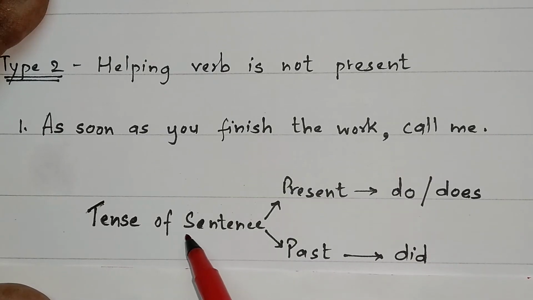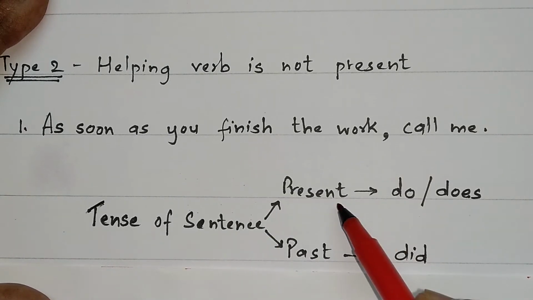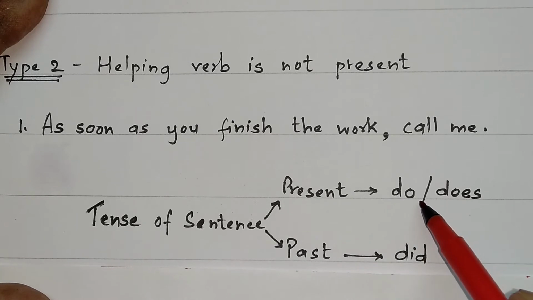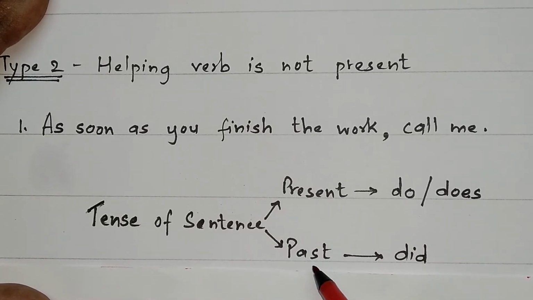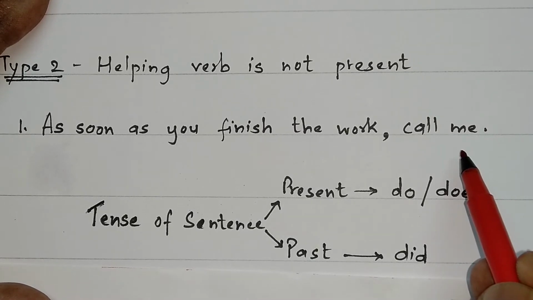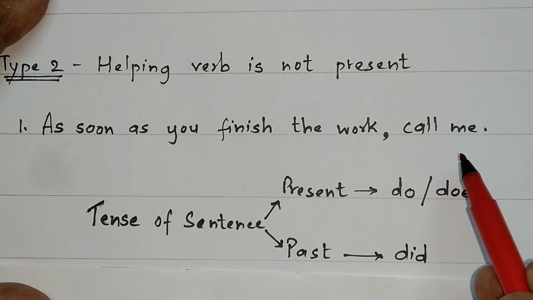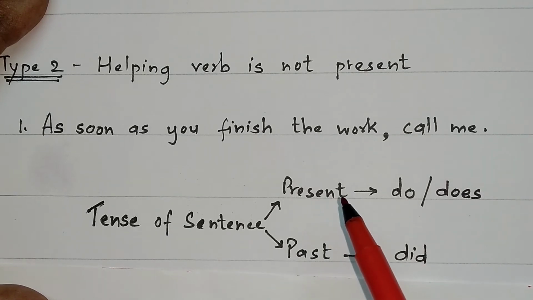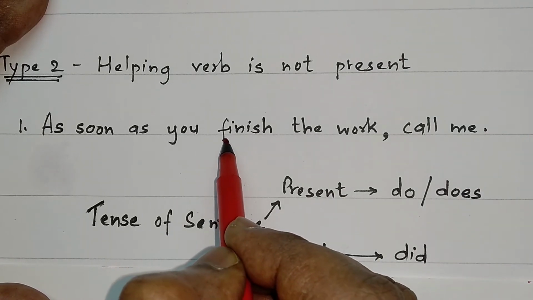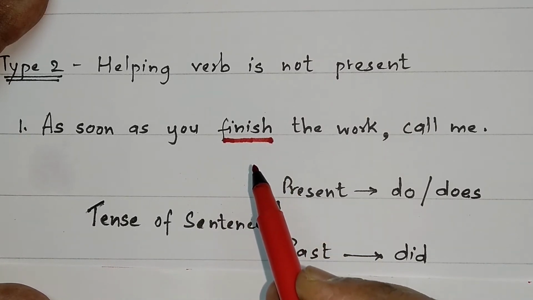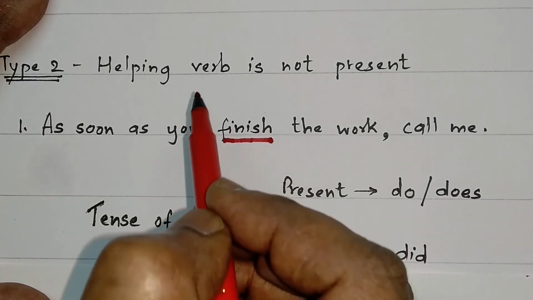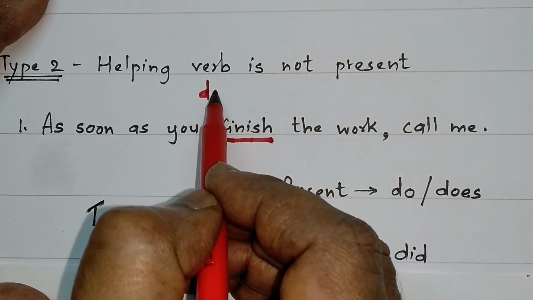See the tense of the sentence. If the sentence is in present tense, then we have to use "do" or "does". If the sentence is in past tense, we have to use "did". So we have to use either "do" or "does". So which one? Have a look at the verb "finish". It does not end with s, es or ies. So we have to assume "do".